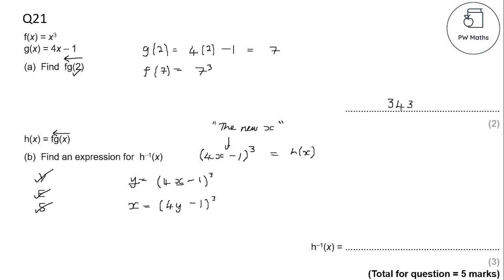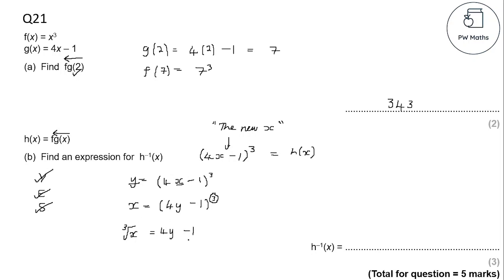I always like to think to myself, if I was putting in a number, what would be the last thing I did with it? Well, I'd cube it. So we'll get rid of the cube first. Opposite of cubing, cube root. So the cube root of x is 4y minus 1.